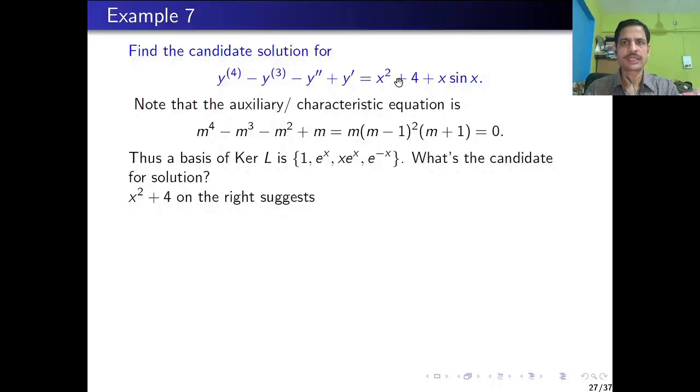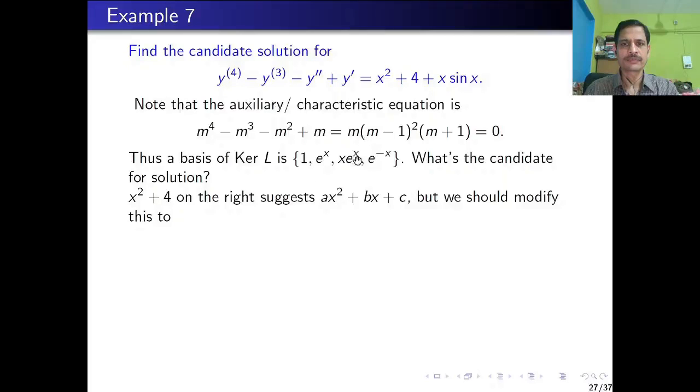So here the R(x) can be written as R1(x) plus R2(x), where R1(x) is x square plus 4. Looking at x square plus 4, we can formalize the candidate solution for this part to be ax square plus bx plus c, where a, b, c are undetermined coefficients. We have to find those coefficients by substituting into the differential equation. Now, whether we need to modify this depending on the multiplicity of this root.